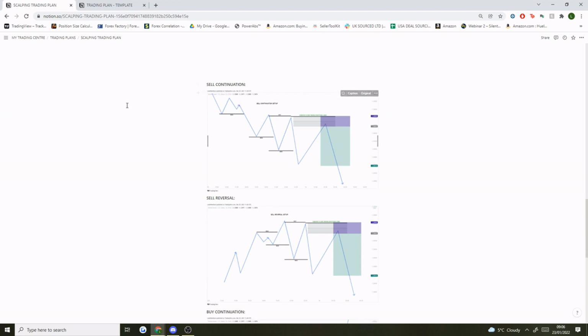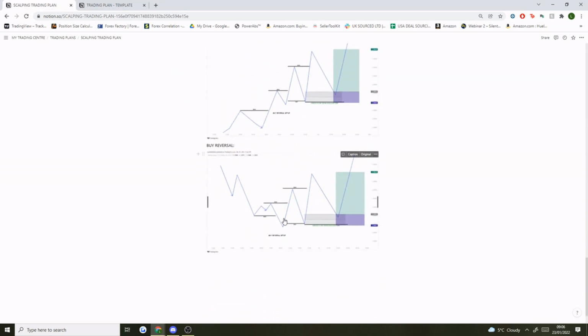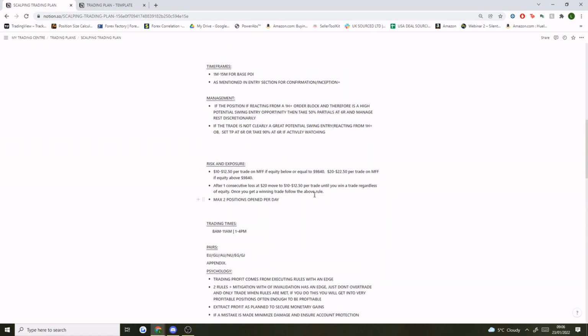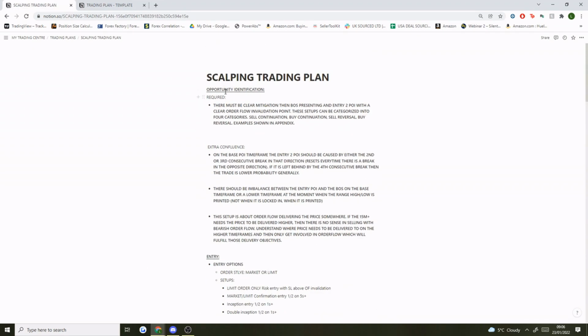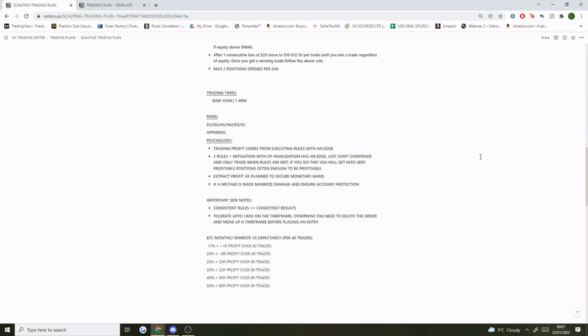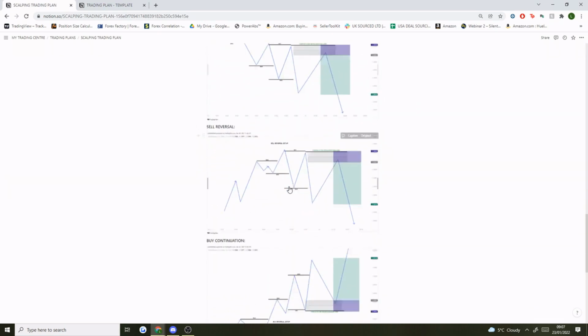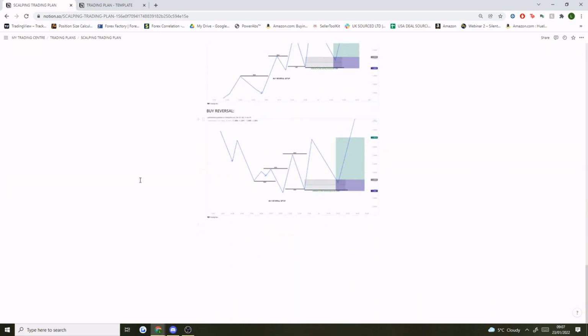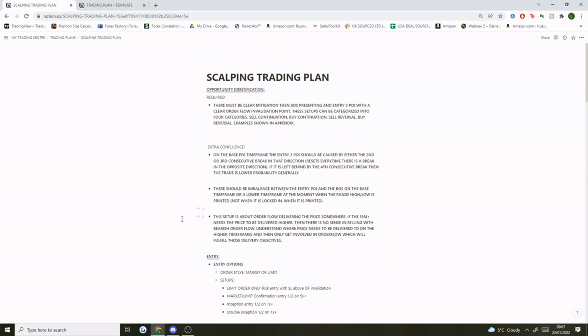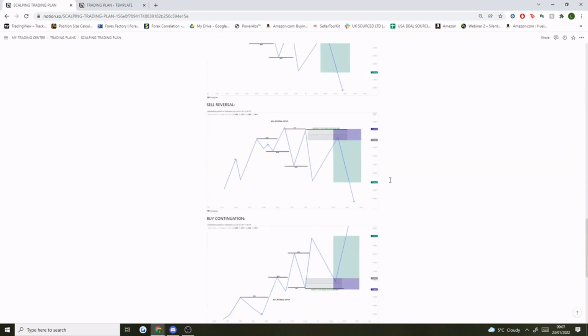It's my setup, which you guys might have seen if you watched my 10K account video. This is basically just the 4 situations which comprise my opportunity identification paragraph. Here we see sell continuation, buy continuation, sell reversal, buy reversal, and these are examples of what those things actually look like.